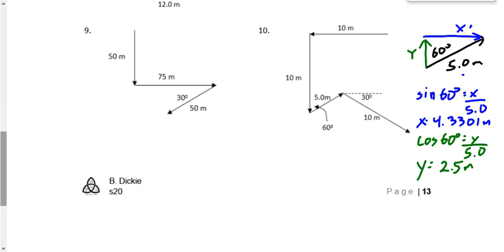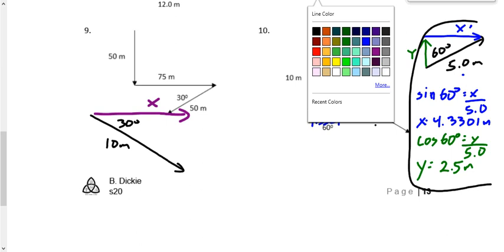We're going to box that off. Maybe even replace this with 4.3301, this with 2.5. Let's scratch this out. It's gone. 5 meters is dead to us now. We've completely replaced it with 4.3 and 2.5.